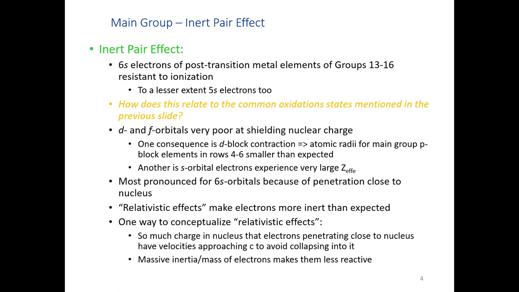This explanation of relativistic effects is very imprecise, though, because electrons don't orbit the nucleus like planets. They don't really have velocities per se, but it is a good way to conceptualize the inert pair effect.